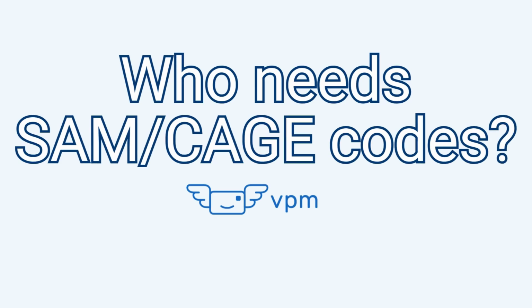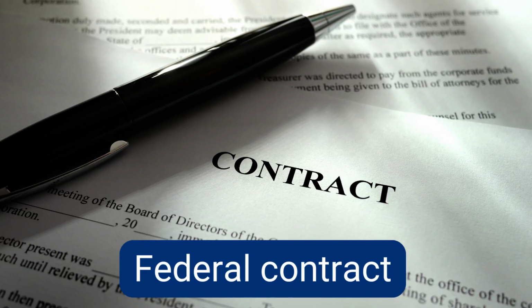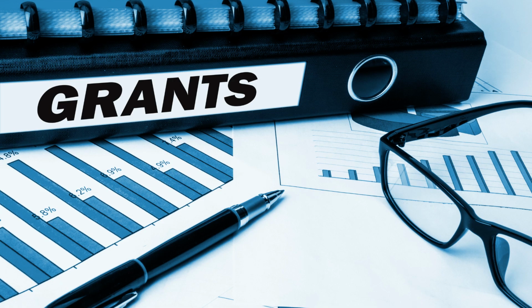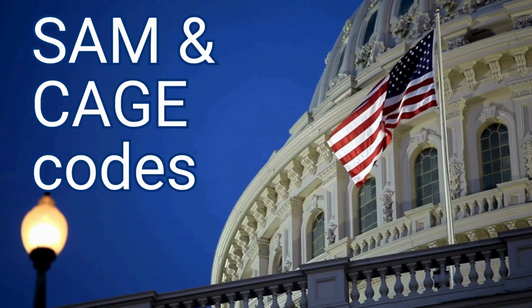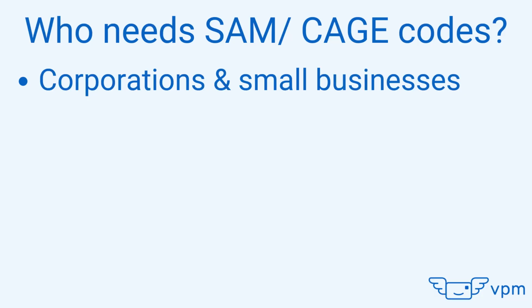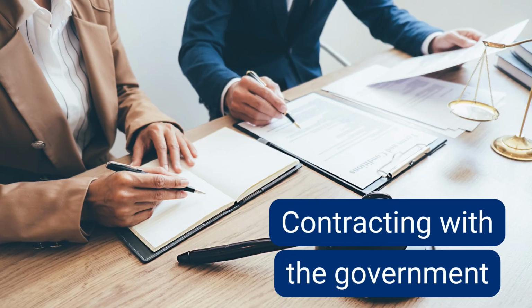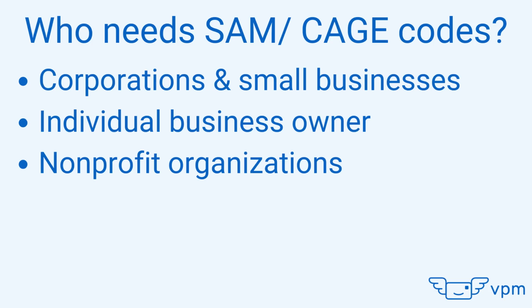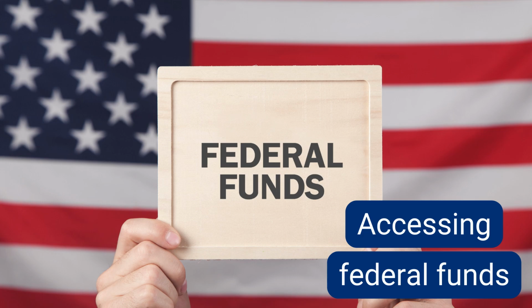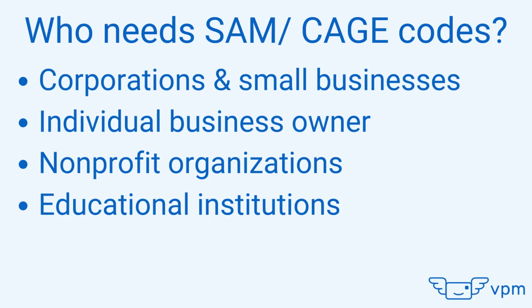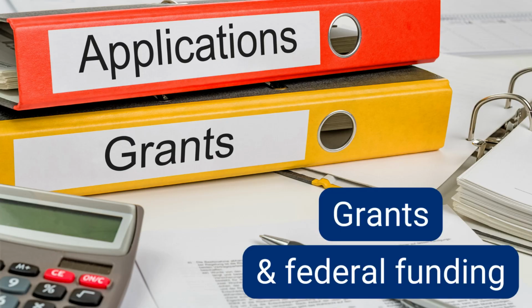Who needs SAM and CAGE codes? Let's explore who needs these codes. If you're an entity engaging in federal contracts or grants, you must have an active SAM registration and CAGE code. Corporations and small businesses: it's essential for bidding on federal opportunities. Individual business owners: it's necessary for contracting with the government. Nonprofit organizations: it's required for accessing federal funds. Educational institutions: this is needed for grants and federal funding.